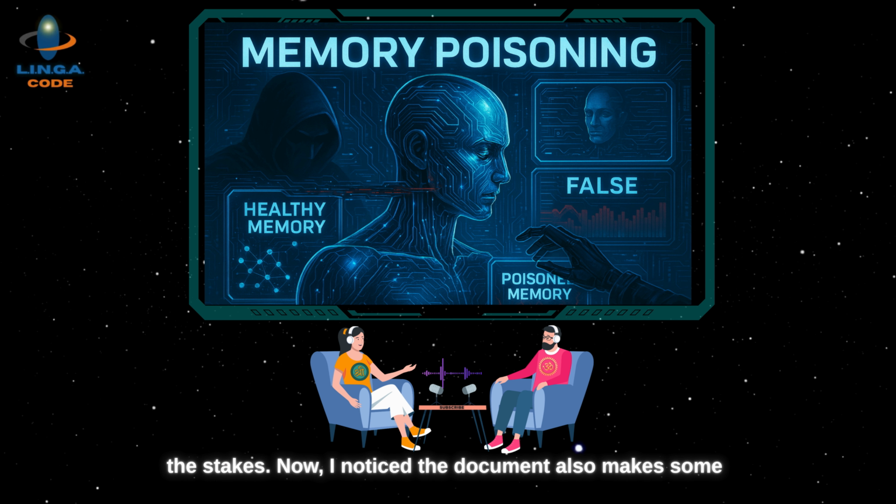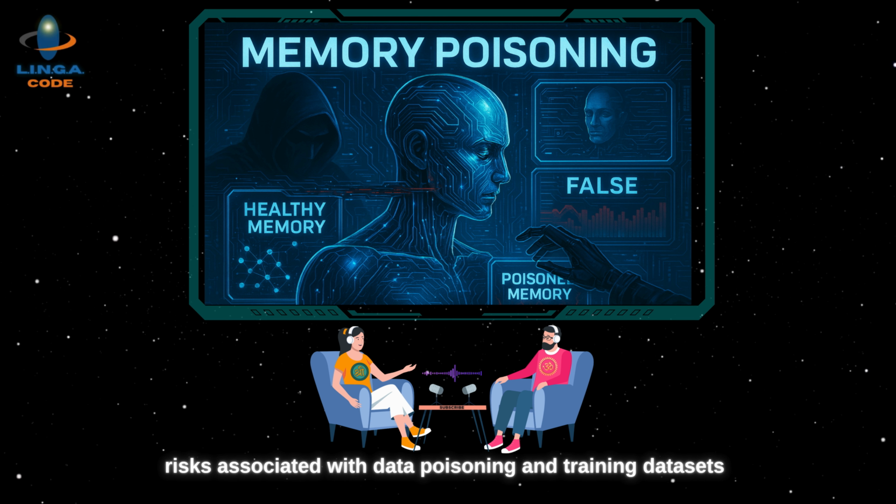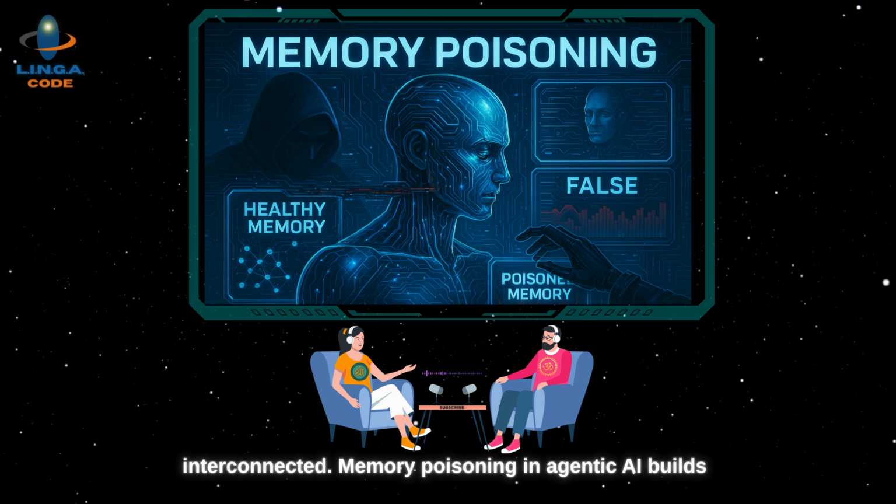Now, I noticed the document also makes some connections to other areas of OWASP's work, like the risks associated with data poisoning and training data sets and vulnerabilities in vector databases. Right, it's all interconnected.